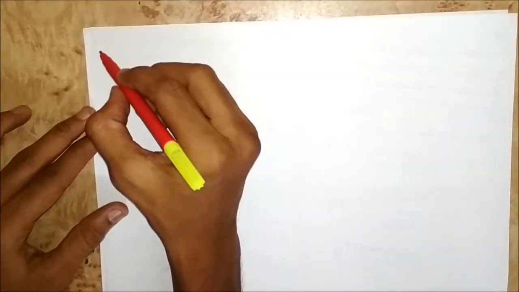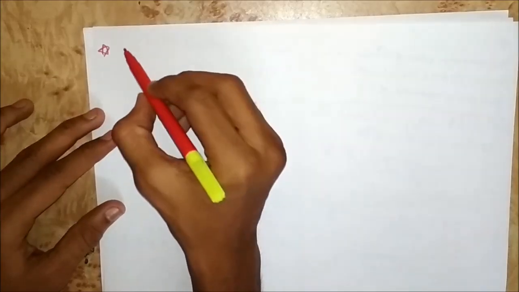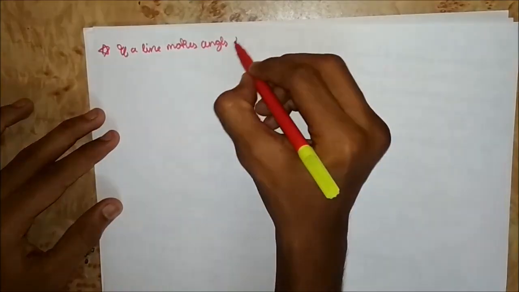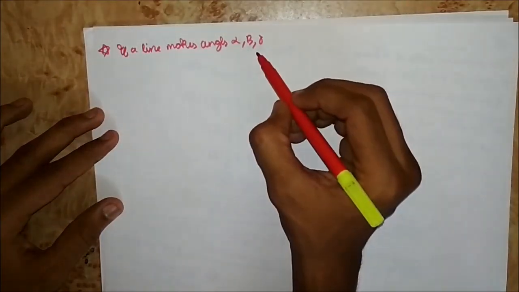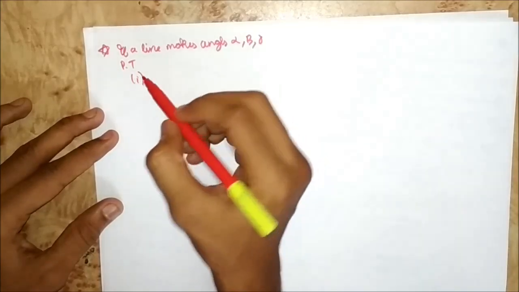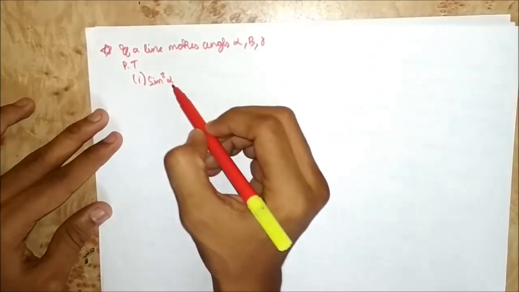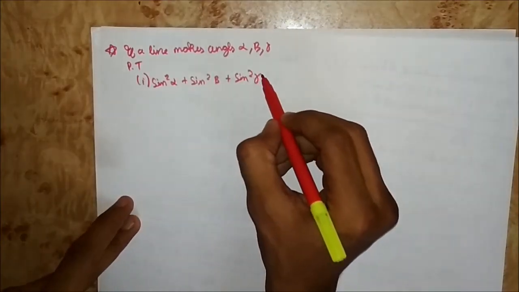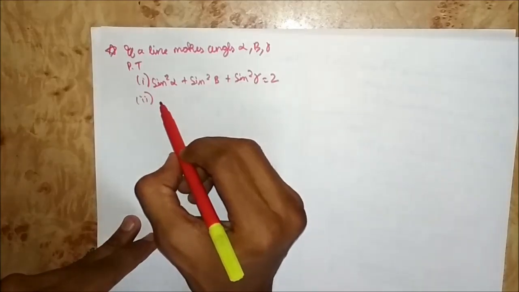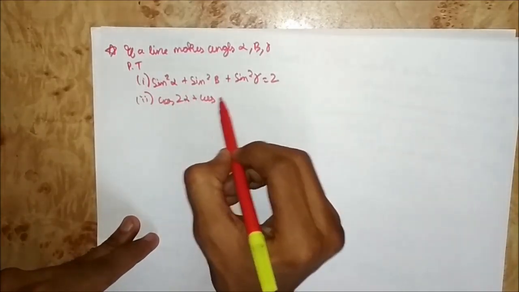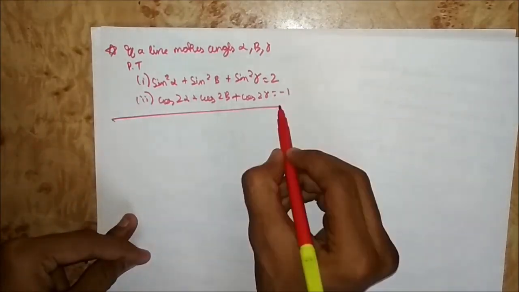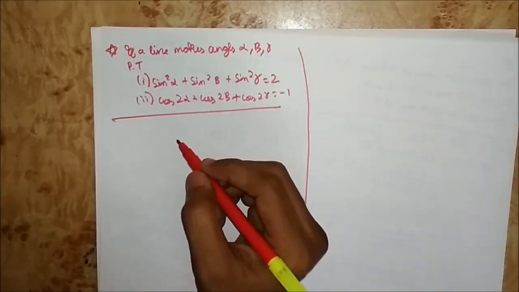Now let's do another sum, guys. The sum we are going to take is: if a line makes angles alpha, beta and gamma with the coordinate axes, then prove that sin square alpha plus sin square beta plus sin square gamma is equal to 2, and we have another proof, that cos 2 alpha plus cos 2 beta plus cos 2 gamma is equal to minus 1. So let's start the solution.